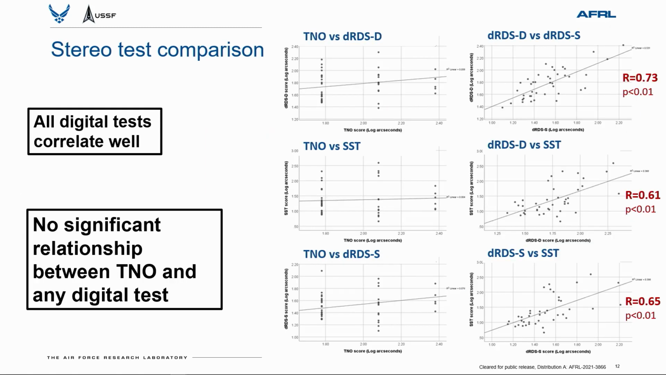We then looked at comparison correlations between the tests. Do they agree with each other? And really we're using the benchmark with the stereo search test because that has previously been shown to predict performance. And we can see on the right-hand side that there is good correlation, significant correlation between all of the digital stereo tests. They all are going in the same direction. However, with the paper-based test, there is absolutely no relationship whatsoever. And that's expected because, as we've already spoken about, the paper TNO test can only give you 3 answers.